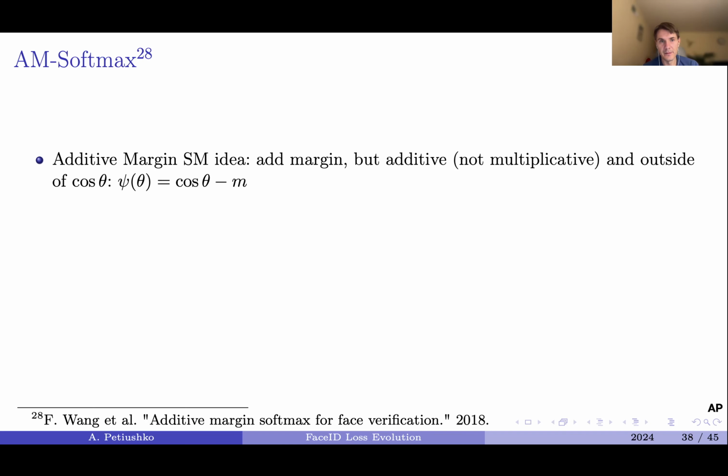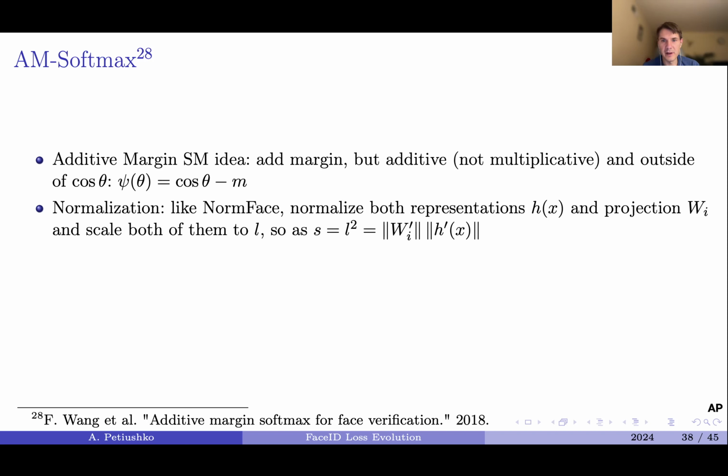But we just had this multiplication factor. What about using a quite similar but still different idea, which is called additive margin softmax? Add the margin, but additive, not multiplicative, and outside of the cosine. So psi of theta is cosine of theta minus m, not inside.